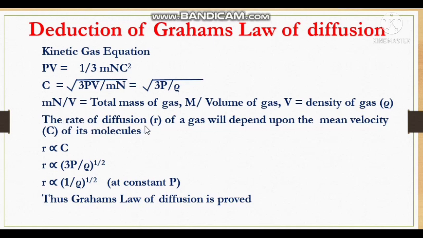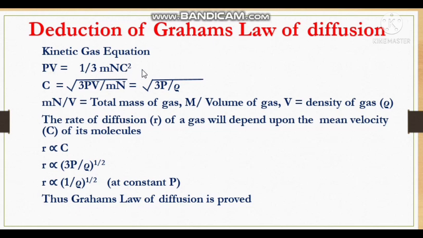Now we know that the rate of diffusion R of a gas depends on the mean velocity of its molecules. If the velocity of its molecules is higher, the rate of diffusion will also be higher. So the rate of diffusion is proportional to mean velocity, and this C is nothing but under root of 3P by rho. So R is proportional to under root 3P by rho. Here 3 is constant and pressure is also kept constant. So the remaining term is 1 by rho, under root. So Graham's law is proved: the rate of diffusion of a gas is inversely proportional to the square root of the density of the gas at constant pressure. So we have deduced Graham's law from the kinetic gas equation.